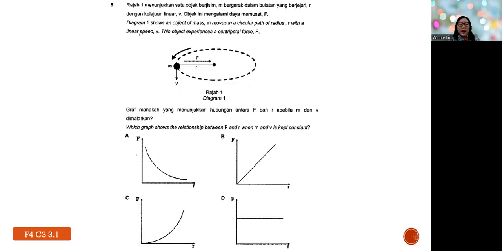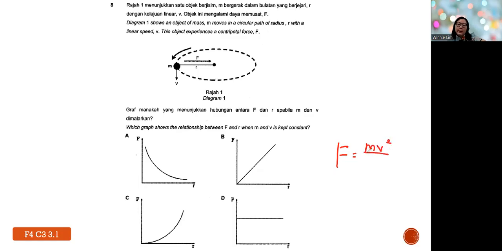Number 8. Diagram 1 shows an object of mass m moving in a circular path of radius r with linear speed v. This object experiences a centripetal force. Which graph shows the relationship between F and r when m and v are kept constant? Okay, so first you need to know the formula for this centripetal force. The equation is F equals to what? You will have F equals mv squared over r.